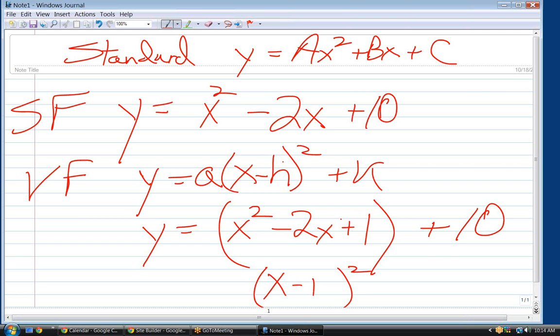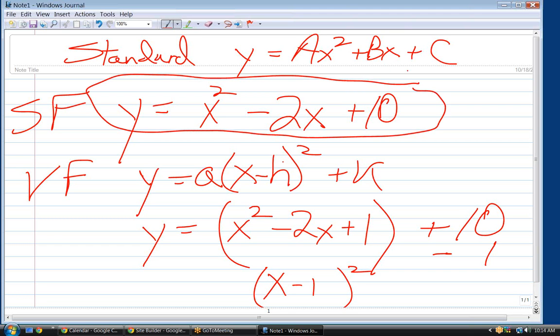Now, because I added 1 here, I have to subtract 1 there. Otherwise, I've altered the function. In other words, if I start with that, I got to maintain the truth of that the whole way. So I can't just arbitrarily go adding 1 without subtracting 1 from the same side. Now I've got plus 9, and that's vertex format.